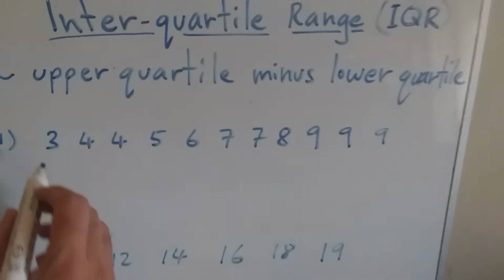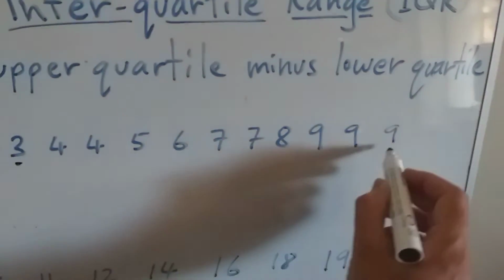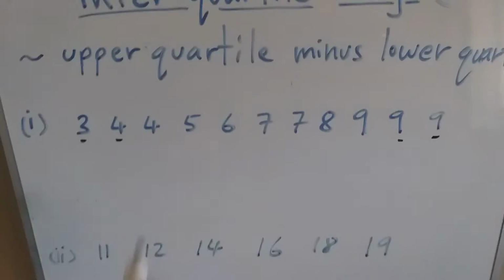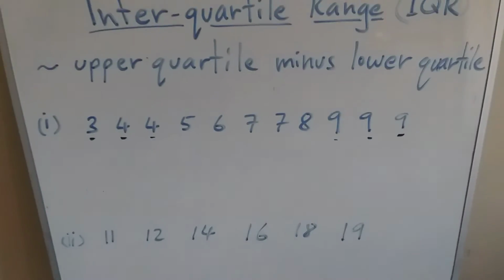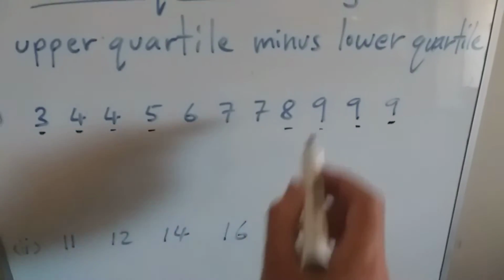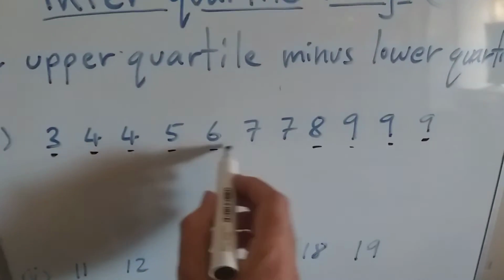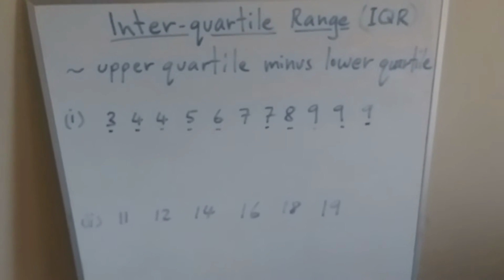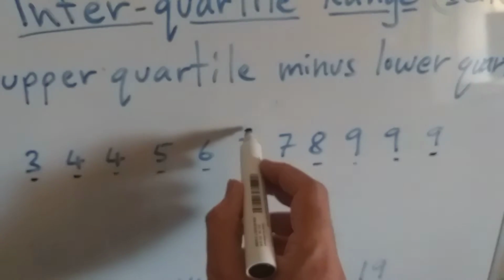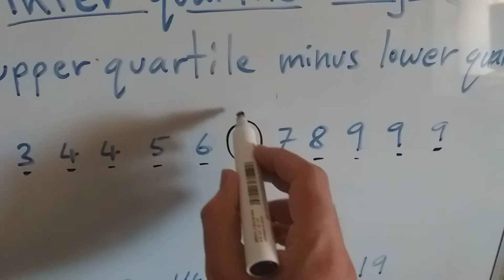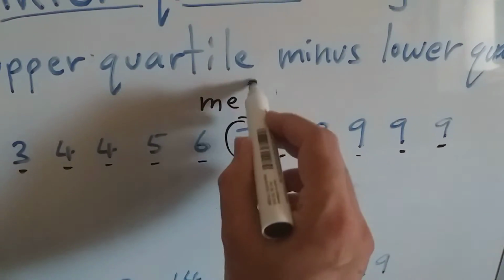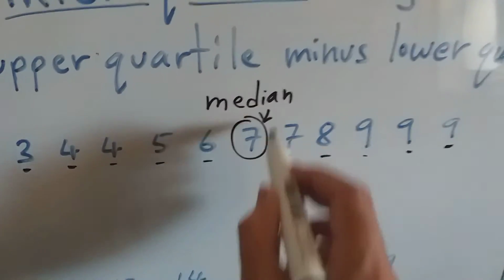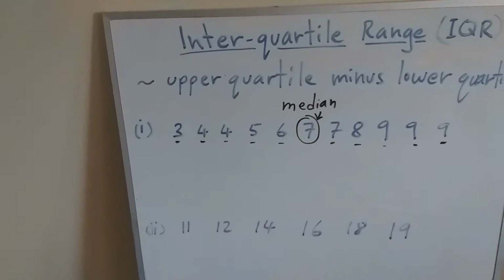So that's the first, the last, second, second last, third, third last, fourth, fourth last, fifth, fifth last. So a total of 11 scores in order. That means the sixth score, the sixth value, is going to be the median. So our median over here is 7. 7 is our median.